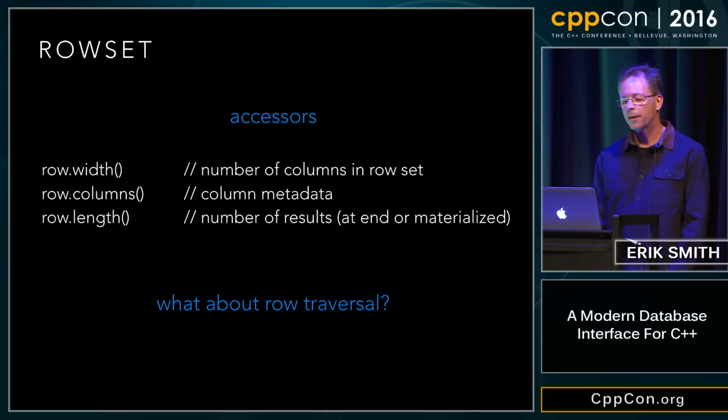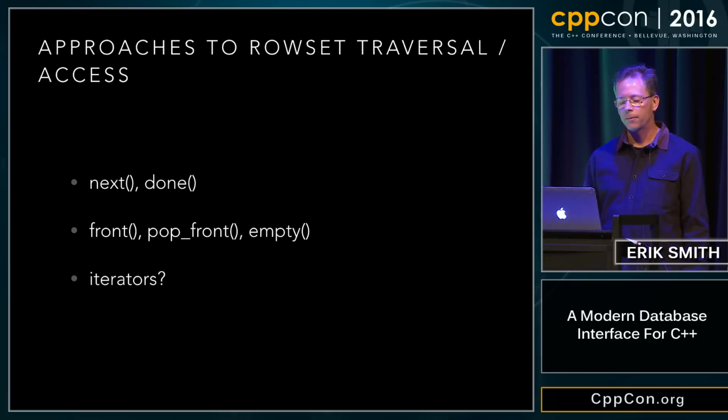So the big question here is, what about row traversal? And this is a really important aspect of the API, is how are you going to iterate over the data? And there's a couple of approaches that have traditionally been done that are in existing libraries. Things like next and done, where you say, give me the next row, check to see if there are any left. So I've got a couple of options here. The front, pop-front and empty are a notion of ranges that you may see in other languages. Well, in C++ we have iterators. So why not iterators?